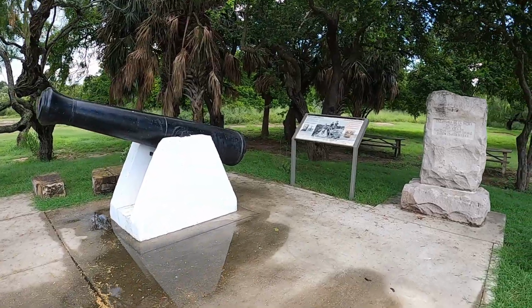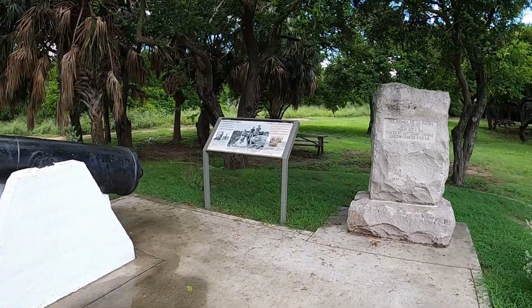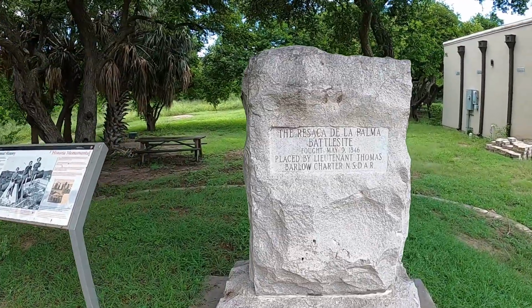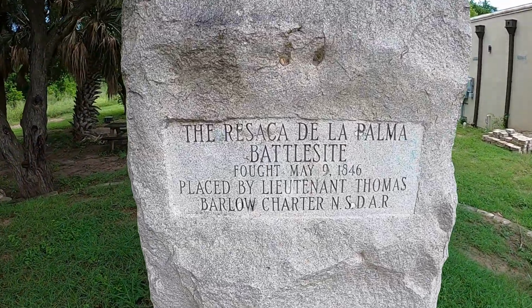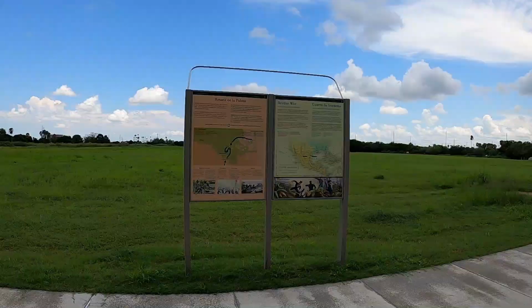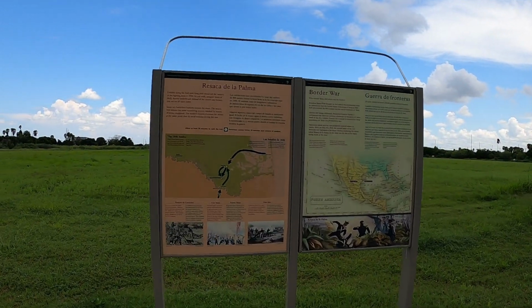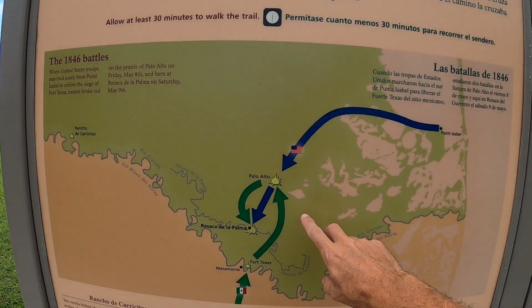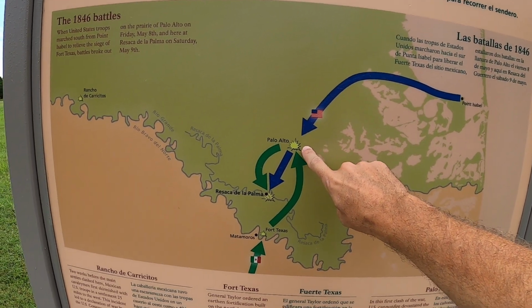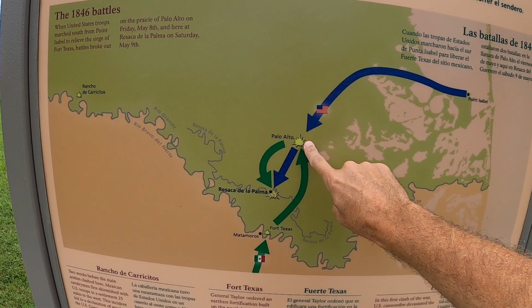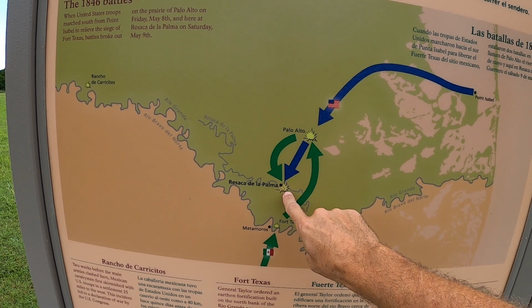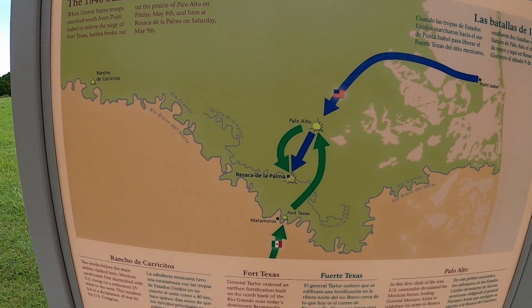So now we're at Resaca de la Palma battle site, fought the day after the Battle of Palo Alto, just to the north. So here's a map to get you oriented. You can see the first battle of Palo Alto right here on May 8th, and then May 9th, the second battle fought right here. And then it moved into Mexico after that.